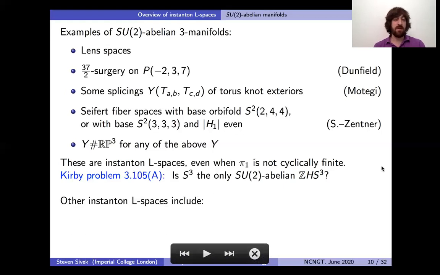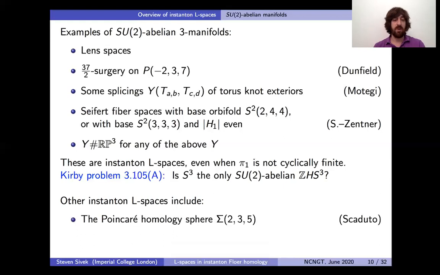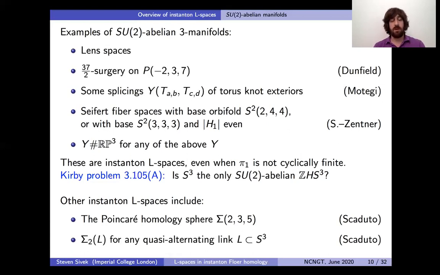So some examples that aren't necessarily SU2 abelian include the Poincare homology sphere. This one has finite pi1, and there are two conjugacy classes of non-abelian representations into SU2, so it's not SU2 abelian. Other ones are branch double covers of any quasi-alternating link in S3. This was proved by Scaduto, who really proved that there's a spectral sequence from odd Khovanov homology to I sharp of the branch double cover. And if the odd Khovanov homology is as simple as possible, for example, if L is quasi-alternating, then that tells us as a result that I sharp of the branch double cover has to be simple as well.